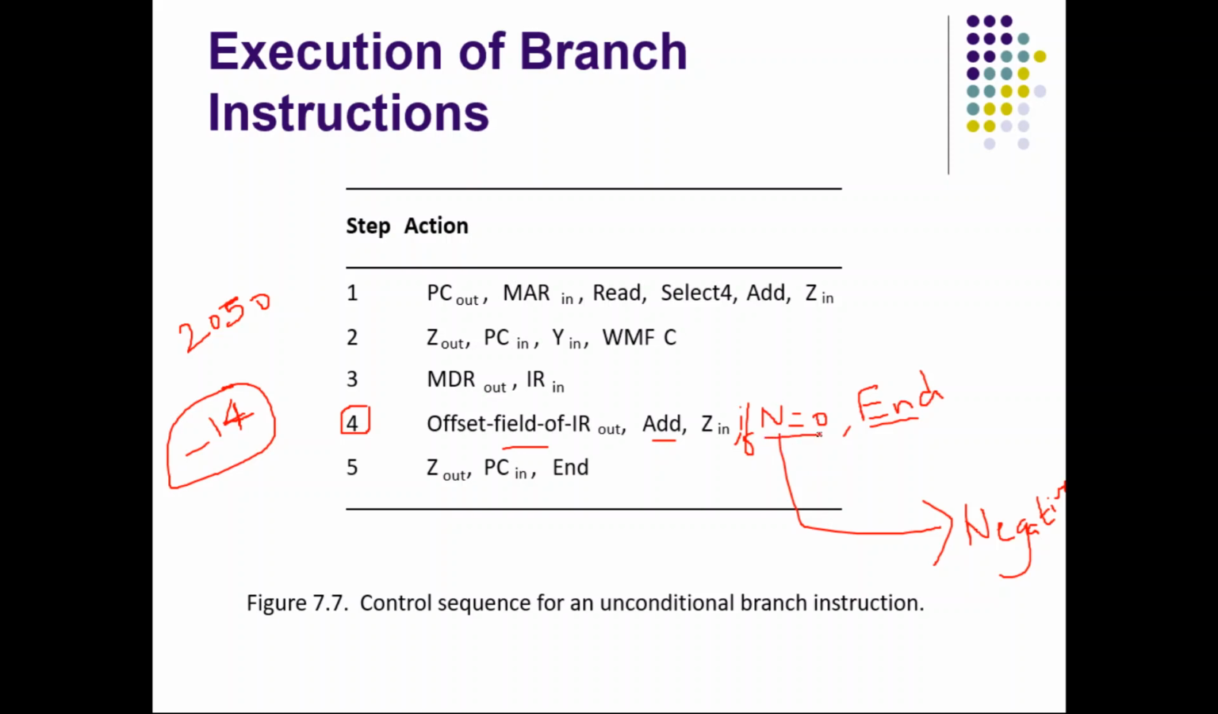If n is equal to 0, n is what? Negative flag. So if the negative flag is 0, then we say end. If n is not 0, then it won't end, and the branch will execute. Are you getting? So just understand that if n is 0, it should end. If n is not 0, it should branch. That is the logic.